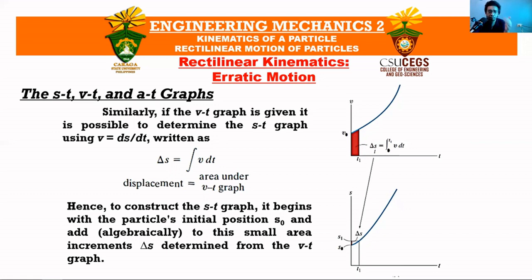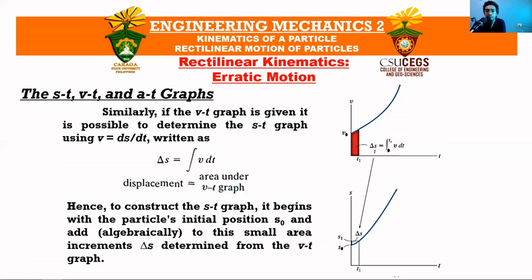So when you construct the other graphs, it depends on the known graph in the problem. If the known graph in a problem is an ST graph, the first graph you will construct is the VT graph using the kinematic equation V is equal to ds over dt. Then afterwards, you will construct the AT graph from the VT graph using the kinematic equation A is equal to dV over dt.